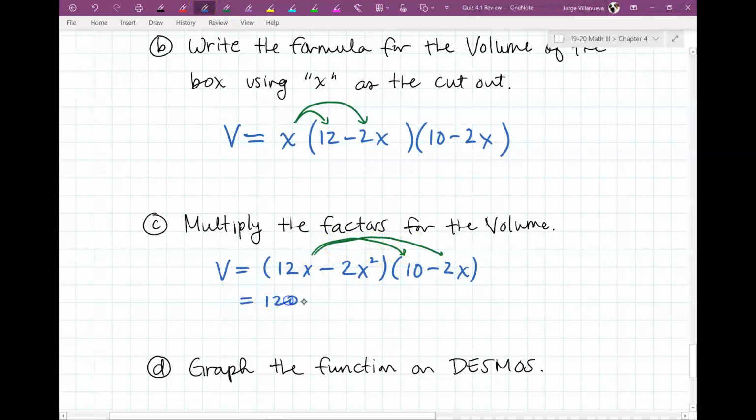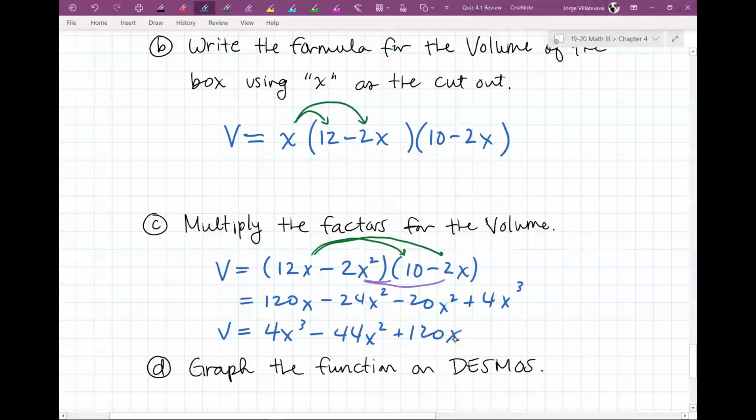12x times 10 is 120x. 12x times negative 2x is negative 24x squared. And then do these bottom ones here. Negative 2x times 10 is negative 20x squared. And negative 2x squared times the negative 2x is positive 4x cubed. Combine any like terms. I'm going to write my cubic function in the front: 4x cubed minus 44x squared plus 120x. Great, I multiplied everything out.